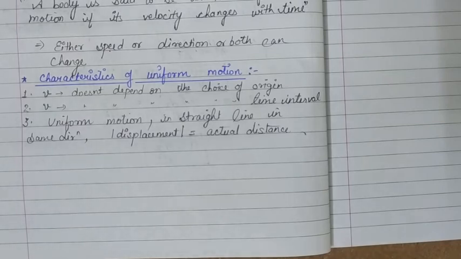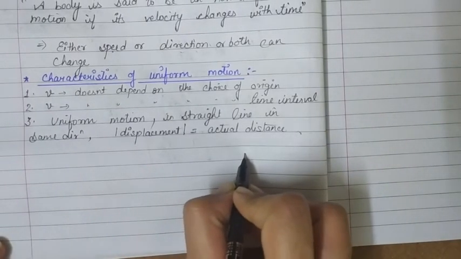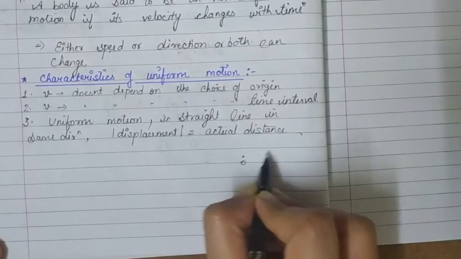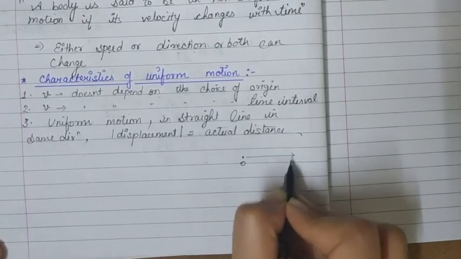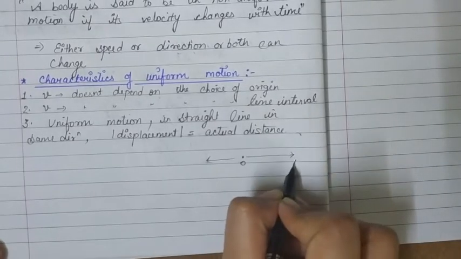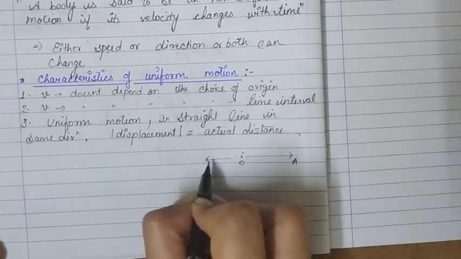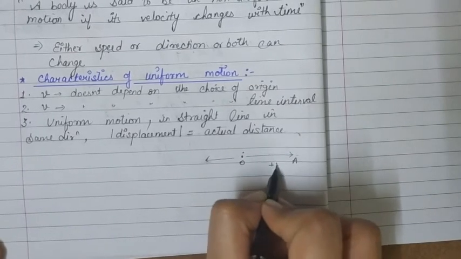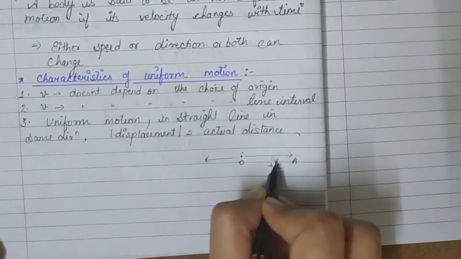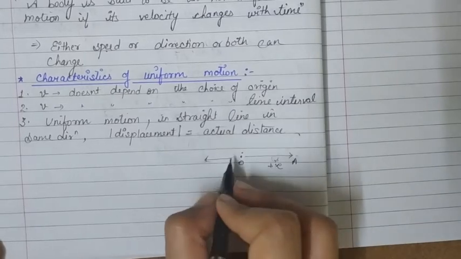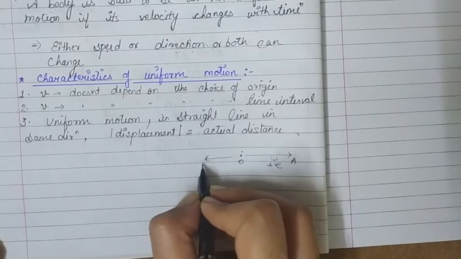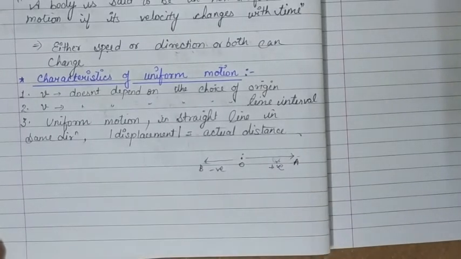The next characteristic of uniform motion is that the velocity is positive if the object is moving towards the right of the origin, and negative if the object is moving towards the left of the origin. So if I consider O as a reference point or origin, and the object is moving either towards right or towards left, then if the object is moving from origin to A, its velocity is taken as positive because it is towards the right of the origin along the positive axis, and this left side is termed the negative axis, so it will be a negative value for velocity.